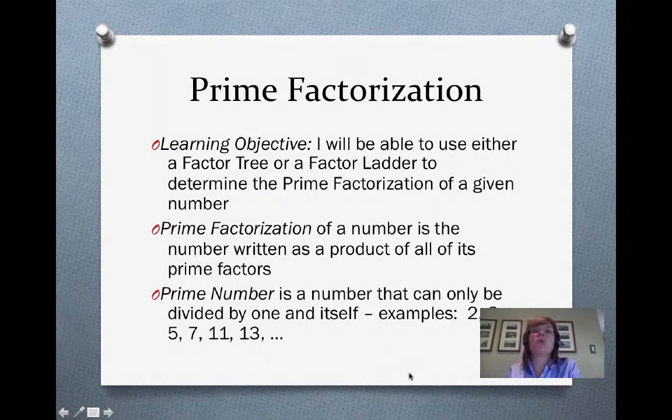When we do a prime factorization of a given number, we use only prime factors, except for 1, to divide out the number so that we can come up with a multiplication equation that uses only prime factors to give us the product of the given number we started with. I'll show you an example of what I mean.